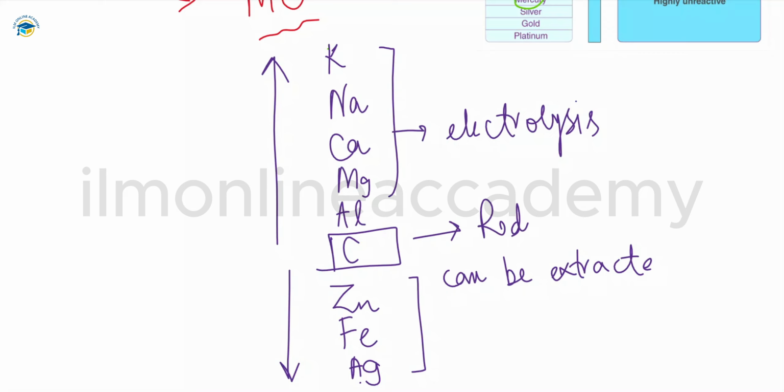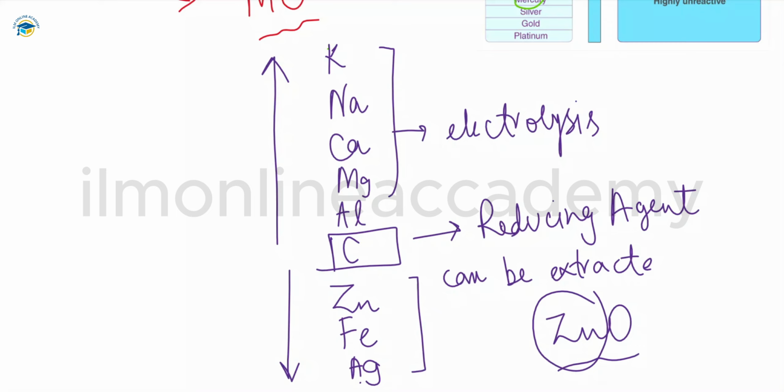We can do the process of reduction here, and carbon acts as a reducing agent, removing the oxygen from the oxide. For example, we have zinc oxide. So this is the oxide. What will happen? Carbon will take the oxygen from the zinc oxide, and we will have the metal, that is the zinc, remaining there.